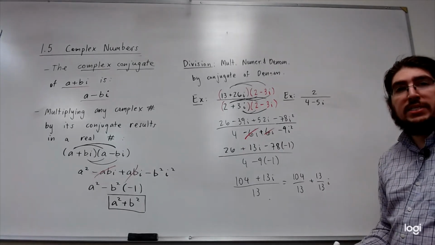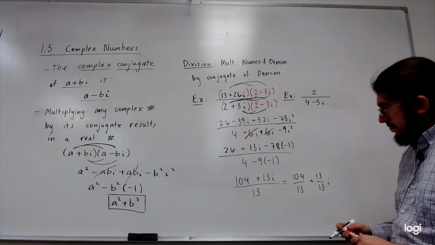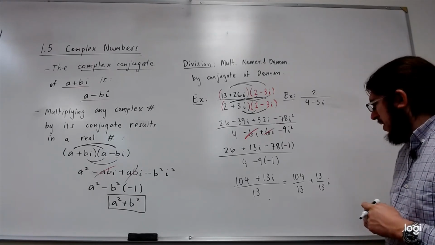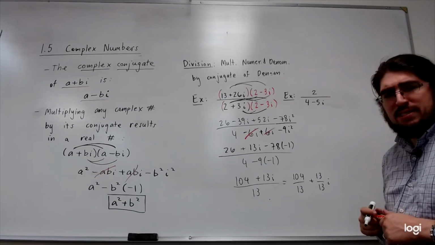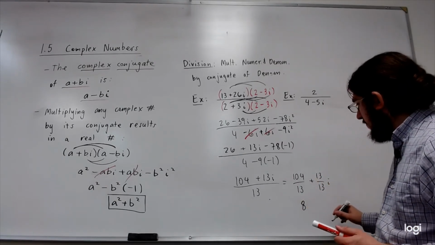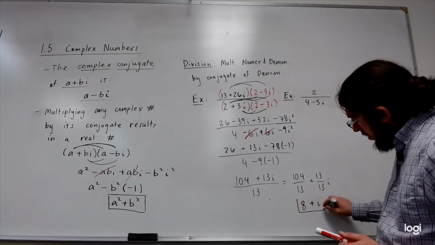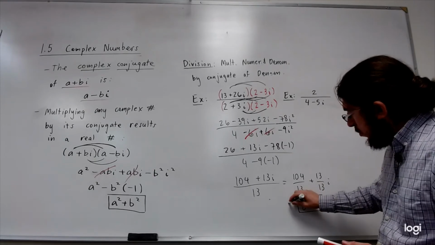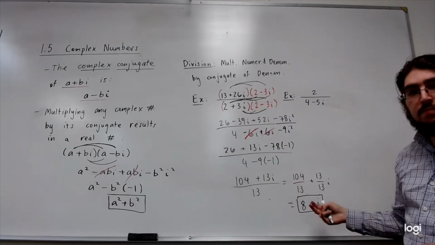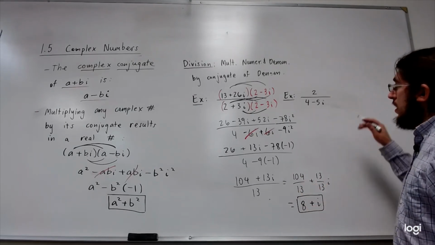104 divided by 13 is, well, let's see. I guess you can use your calculator, but I'm getting 8, just doing it in my head real quick. So that's 8 plus 1 times i. So nice. We've rewritten this weird-looking fraction of complex numbers in standard form: a real number plus a real number times i. Fantastic. Let's try this next example.